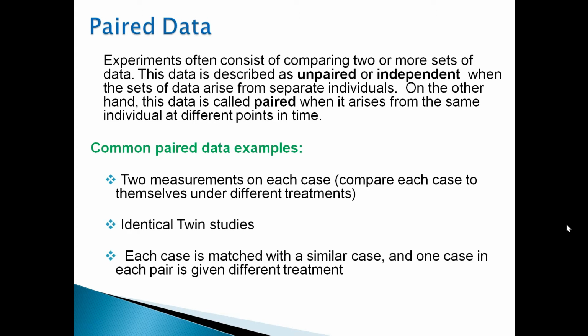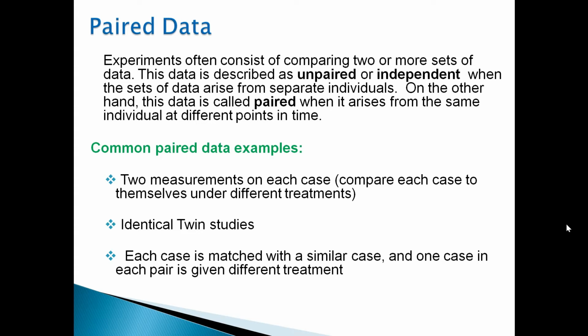Another example of paired data experiments are identical twin studies. Even though twins are two different individuals, biologically they share the same information. The last example of paired data experiments are when you match your cases with similar cases. For example, you would match your individuals in your sample to other individuals from the same educational, ethnical, or financial background. Again, if you perform the experiment that way, you would be performing a paired data experiment.